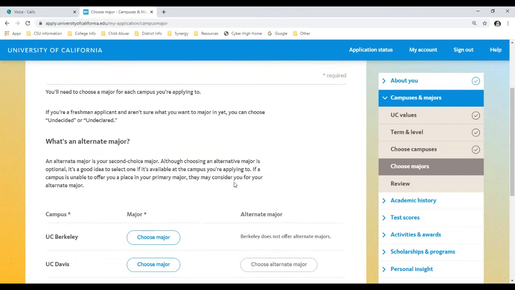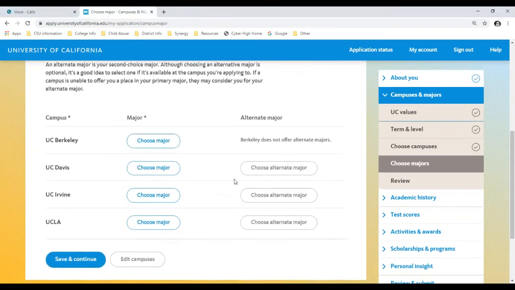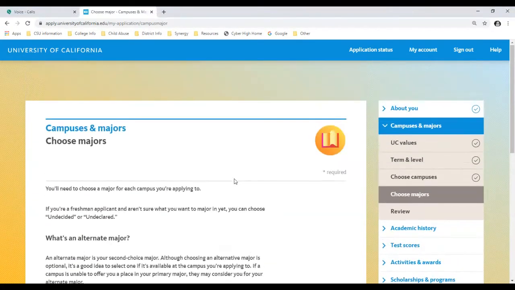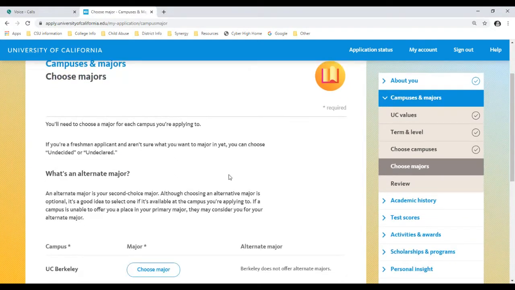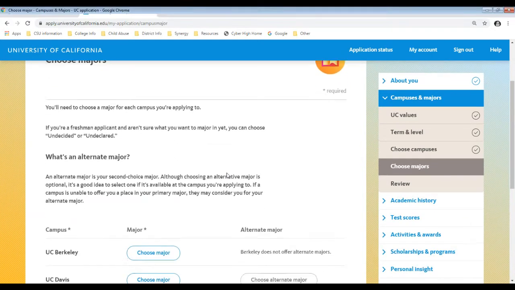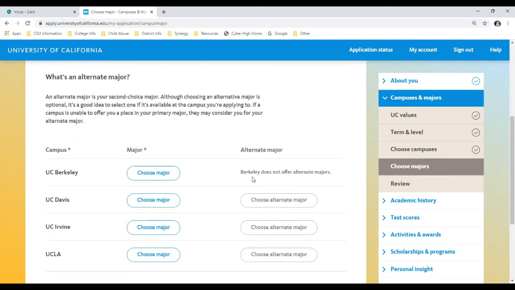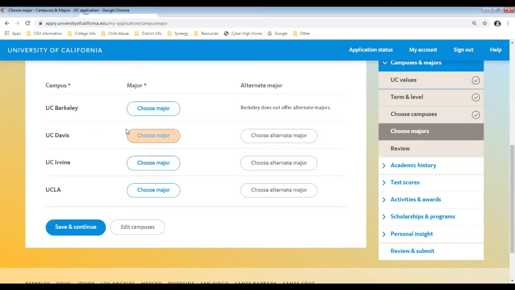Okay, and now you're going to select a major. So most schools will allow you to select an alternate major, except for Berkeley. Berkeley does not offer alternate majors, but the other schools do. So make sure you choose a major here.